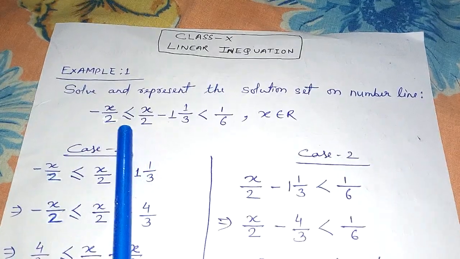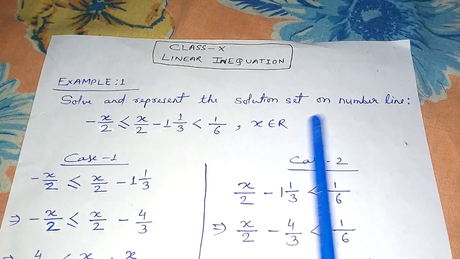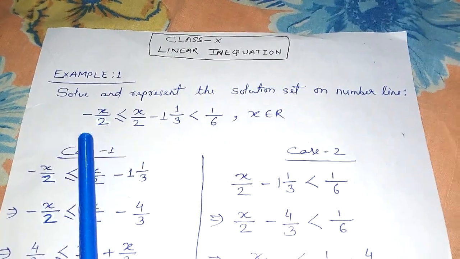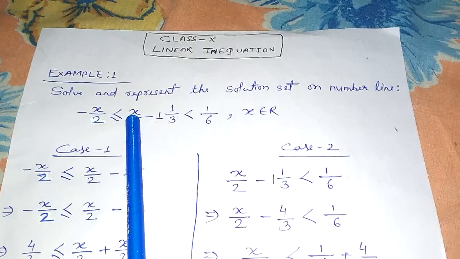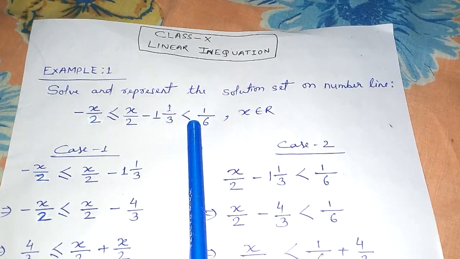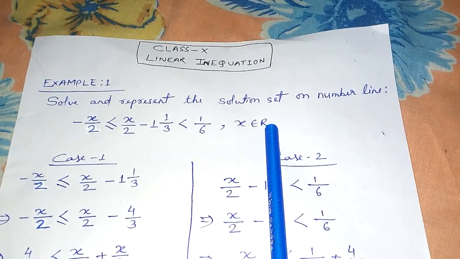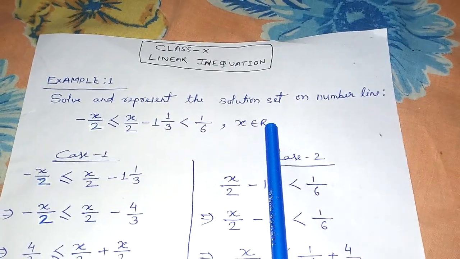Let me say something. As you all know, the question is: solve and represent the solution set on the number line. The question is minus x by 2 less than or equal to x by 2 minus 1 whole 1 by 3 less than 1 by 6, and x belongs to real numbers. And what a real number is, I have discussed in the last video.